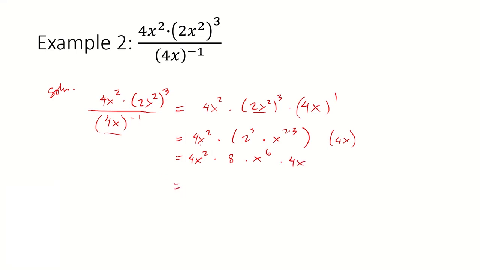Then, multiply lang natin yung mga coefficients muna. That's 4 times 8 times 4. This is 128. Then for x squared plus 6 kasi x squared times x to the power of 6. Multiplication, so i-add lang natin yung exponents nung dito sa ating mga variables which are the same. Then, yung exponent ng ating x dito is 1. So, plus 1. So, 2 plus 6 plus 1 is 9.